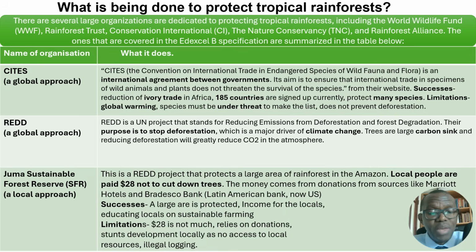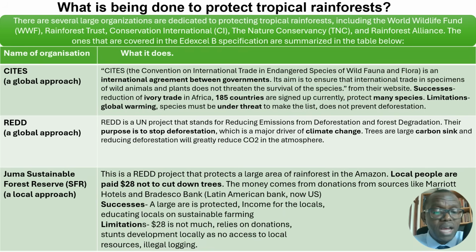One of the limitations is that $28 is not much money. And also that this organization is relying on donations. If those donations were to stop, then they would not be able to function or operate. Then the other limitation is that it stunts development locally, as there is no access to local resources. That means that because you are restricting the locals from accessing the natural resources in the Amazon, you are restricting development in those communities.